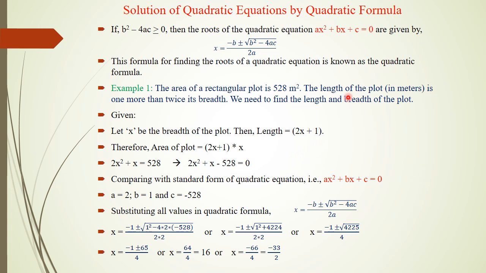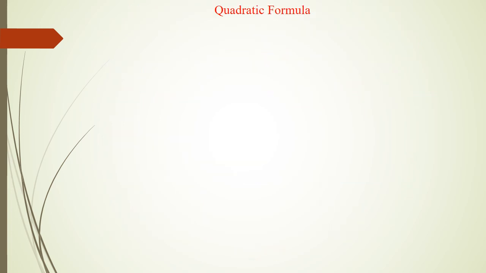Hope you understood how we can solve this problem by quadratic equation. I'll consider one more example here. Next example on quadratic formula, that is find two consecutive odd positive integers, sum of whose squares is 290.